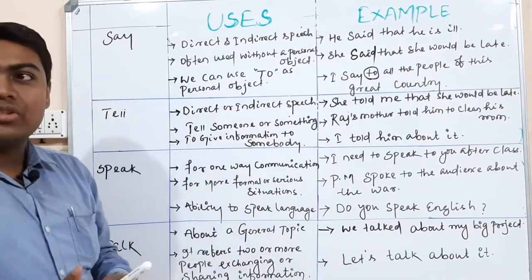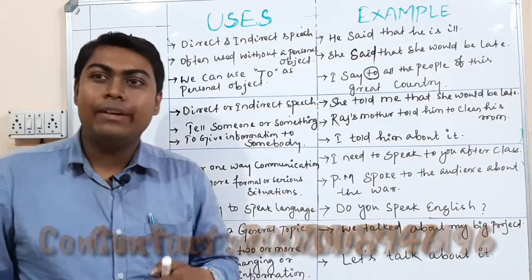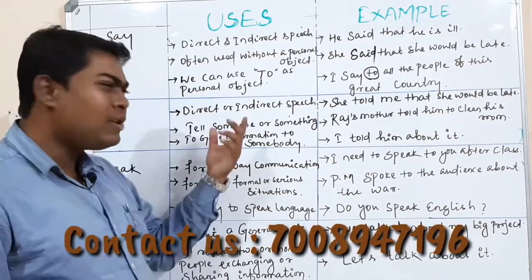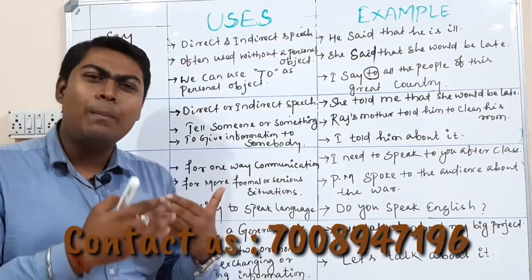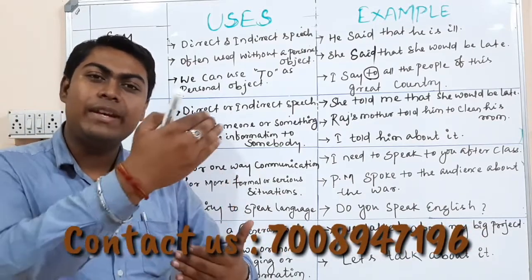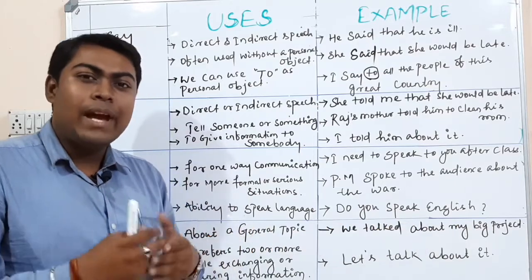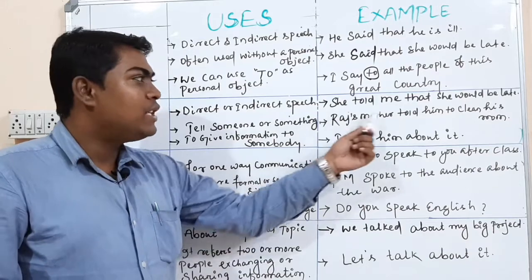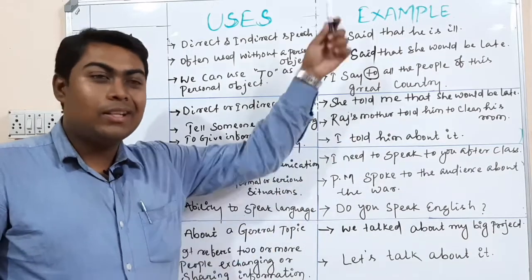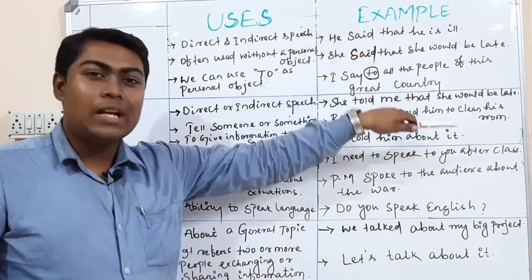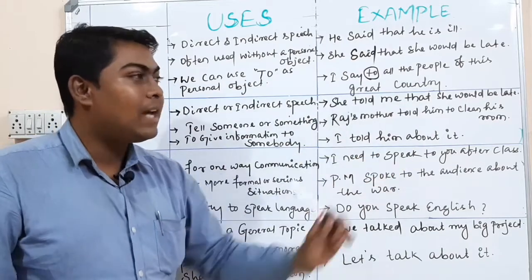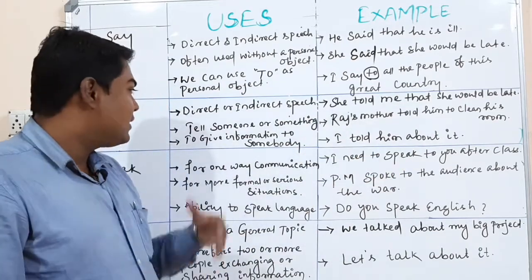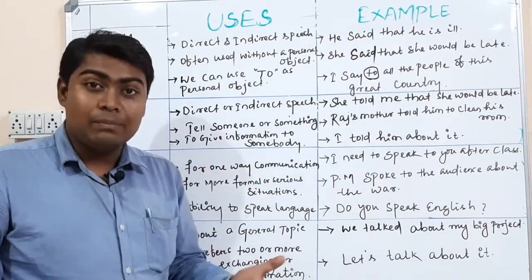Now coming to the next, tell. Where can we use tell? First, again similar, there is no big difference between say and tell. So in case of direct or indirect speech we can use tell. For example, she told me that she would be late. The sentence was: she said to me that she would be late, she told me that she would be late. Very similar.